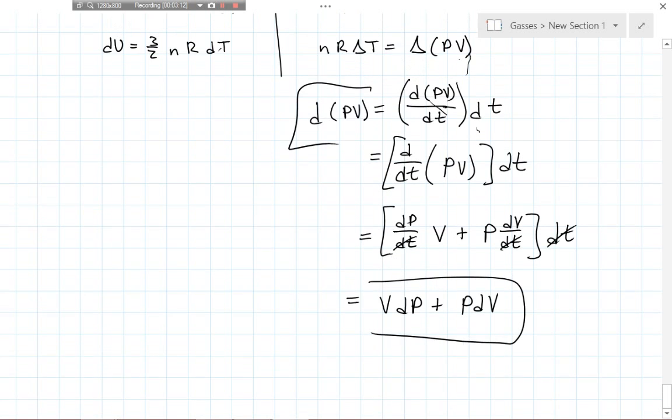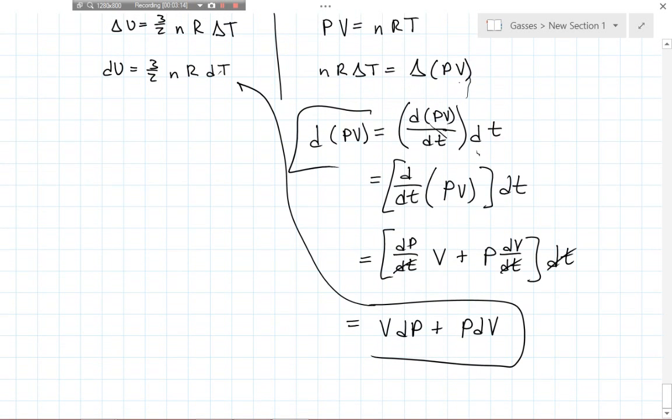And now what I can do is plug this expression up here. So I see that the small change in the internal energy is going to be equal to 3/2 times V dP plus P dV.